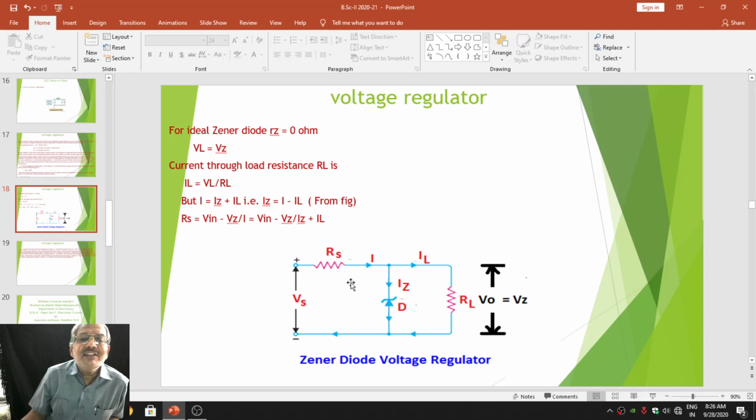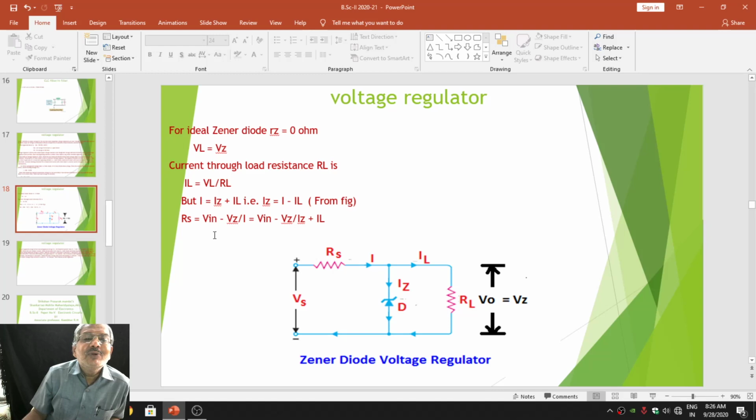But I is equal to Iz plus IL. In the figure it is there. Look at this particular figure. This is the current I that flows through the Rs. Out of that I, Iz flows through the Zener diode and IL flows through the load resistance. Hence I is equal to Iz plus IL. So by rearranging this equation, we get Iz equal to I minus IL.